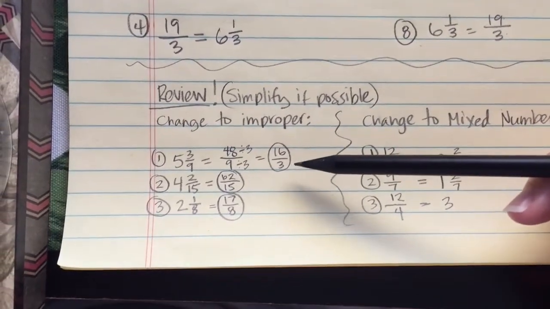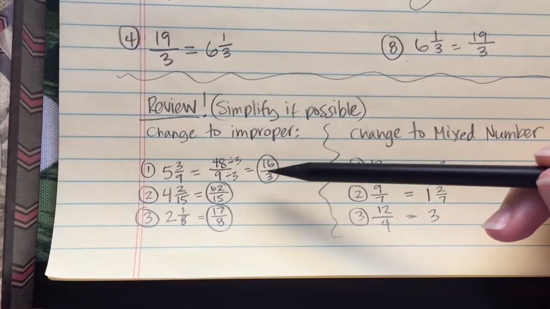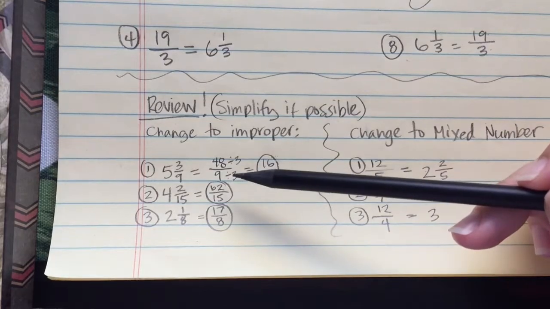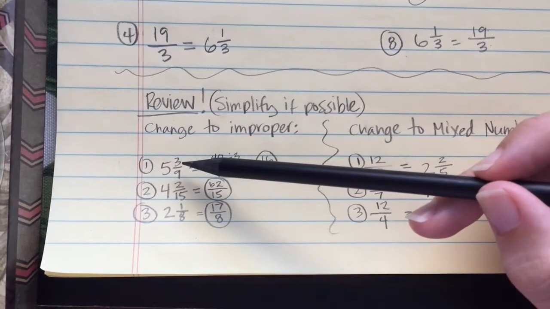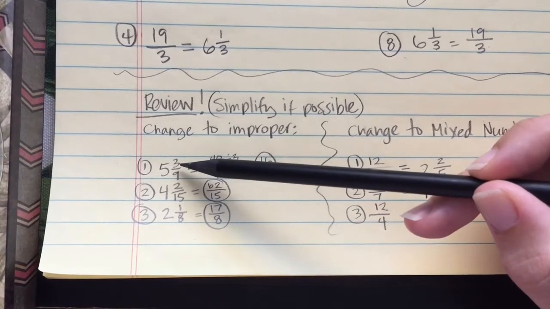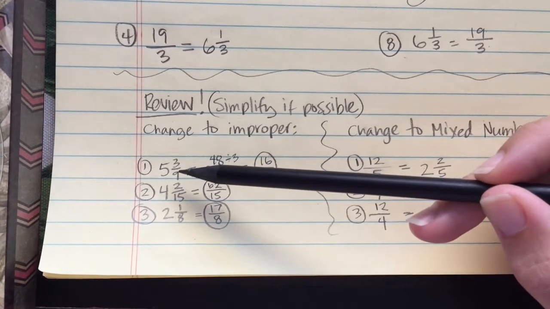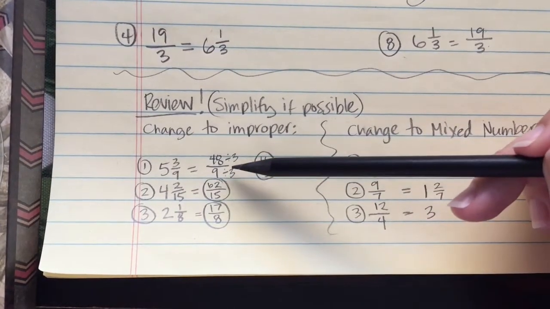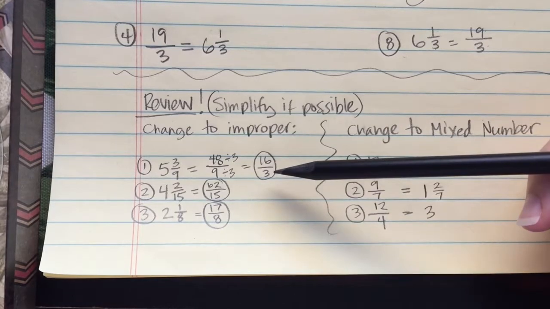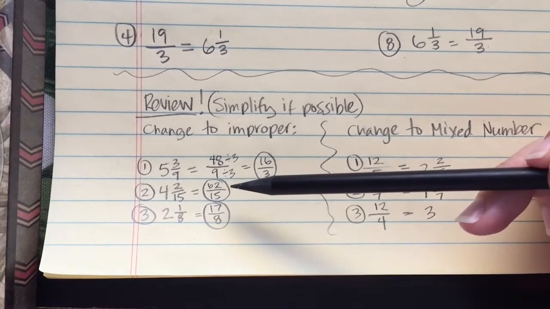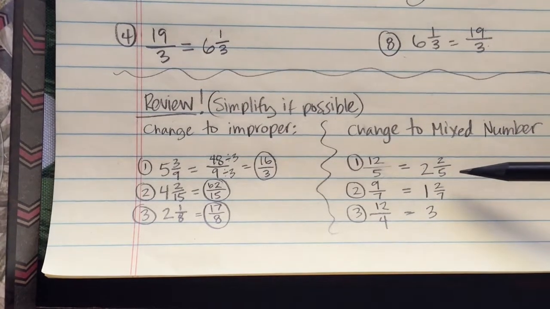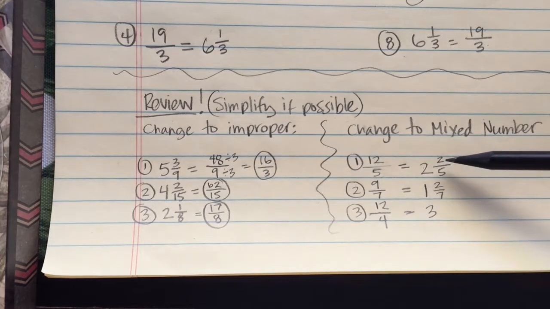For number 1 on this side, you should have gotten 16/3. I want to point out with this one, what you could have done rather than simplifying after you've done your improper fraction is you could have simplified this fraction here from the get-go. So you could have reduced 3/9 to 1/3 and then worked it out that way. But if you didn't, that's fine. You would still have gotten 48/9, which is simplified to 16/3. For number 2, you should have gotten 62/15. For number 3, 17/8. For number 1 on this side, it would have been 2 2/5.